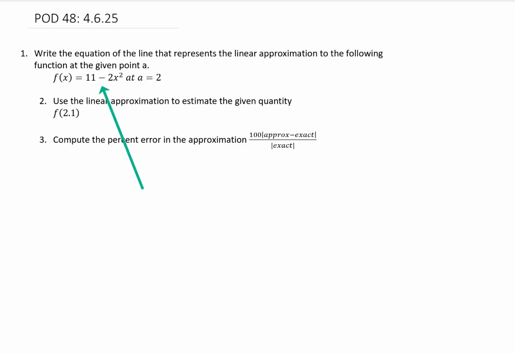Going to find a linear approximation to this function here. And a linear approximation is just a tangent line. And maybe you recall this point slope form of a line, where x1, y1 is a point on that line, and m is the slope of that line.